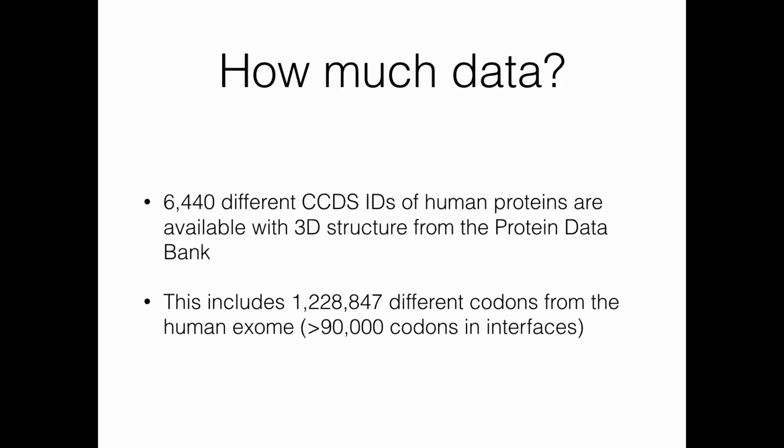So in the data that I'm working with, we have 6,440 different consensus CDS IDs. This is just an ID describing one single isoform of a human protein. We have 1.2 million different codons in the human genome with protein structure, and these are from resolved protein structures, and just over 90,000 of those are in interfaces.